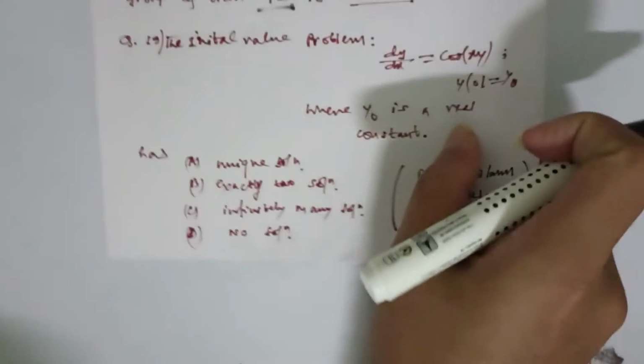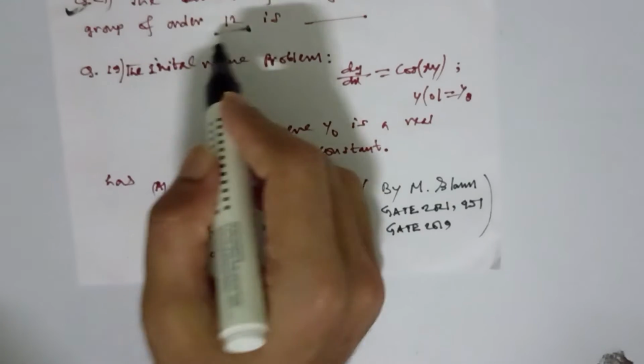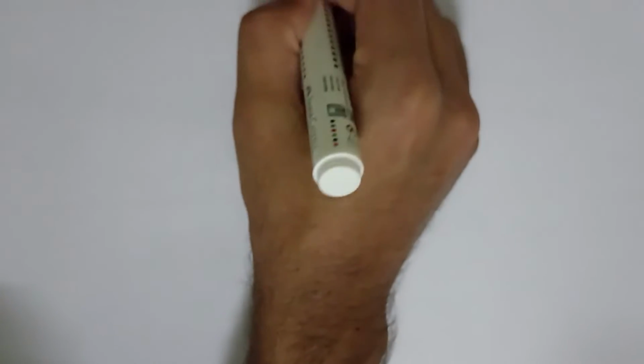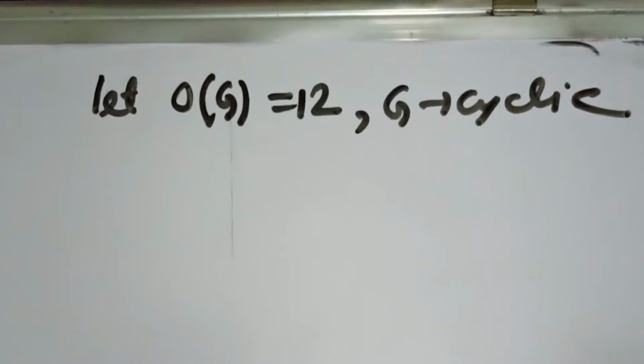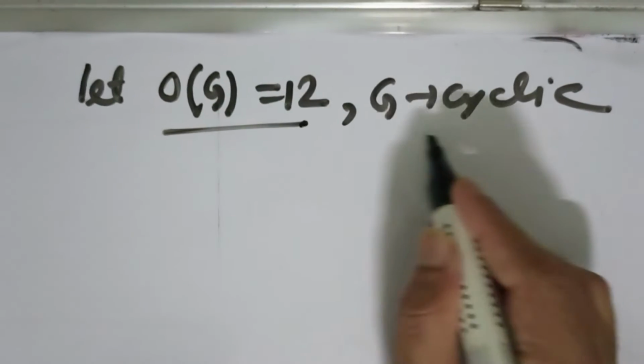Now come to the second problem: the number of subgroups of a cyclic group of order 12. Okay, suppose G is a group of order 12 and it is given that G is cyclic.